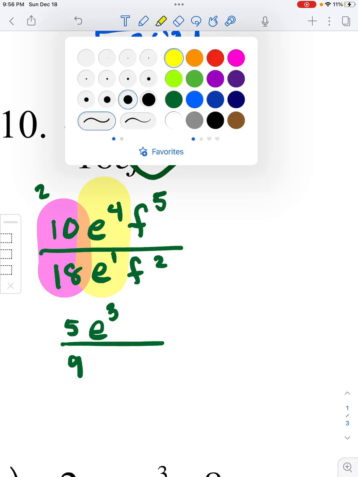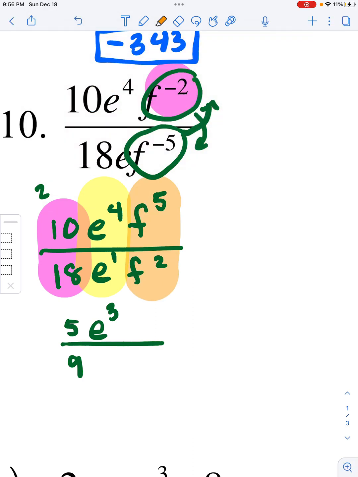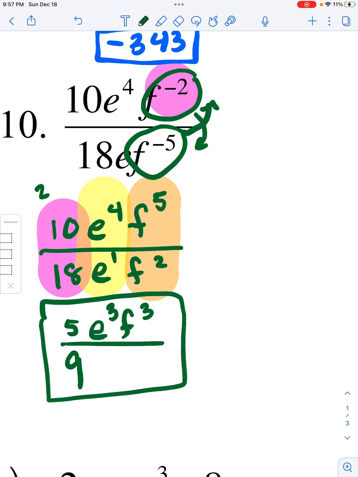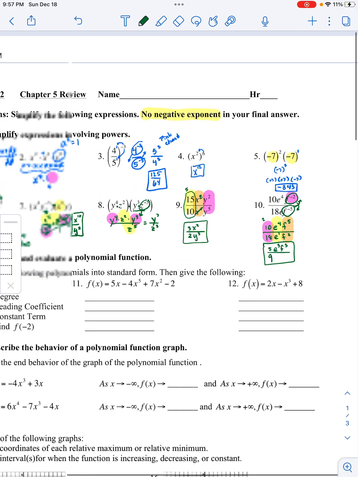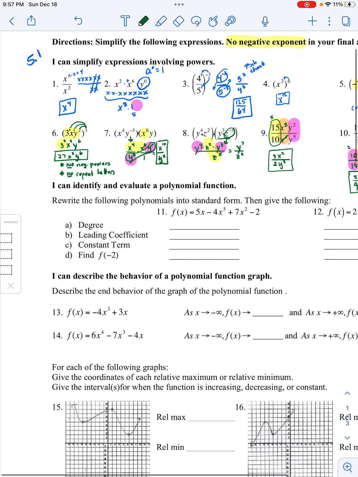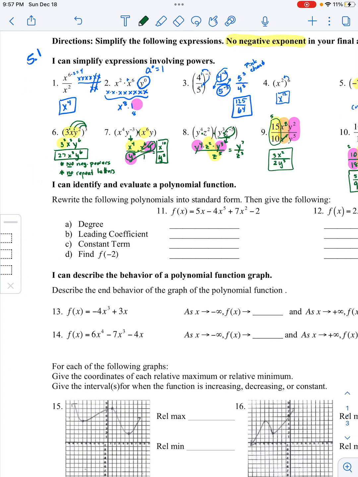Then I scoot over to the f's. I have 5 on the top and 2 on the bottom, so that's a difference of 3. And they're going to go on the top because that's where there were more to begin with, those 3 extras. So then my final answer looks like this. And it's kind of weird that the 9's way over, but it's not wrong, just a fact.